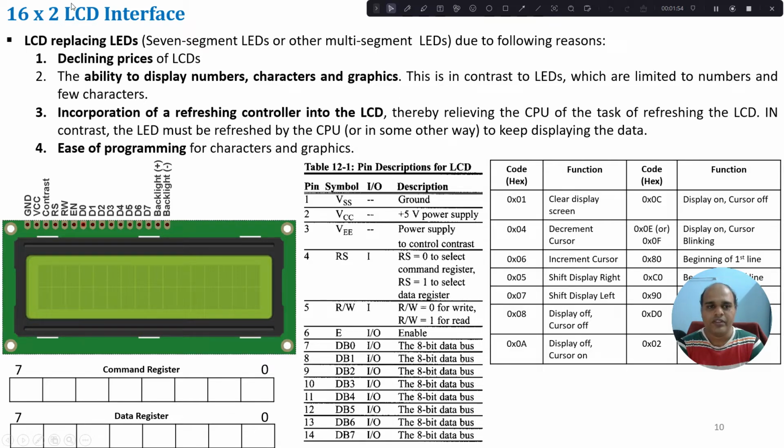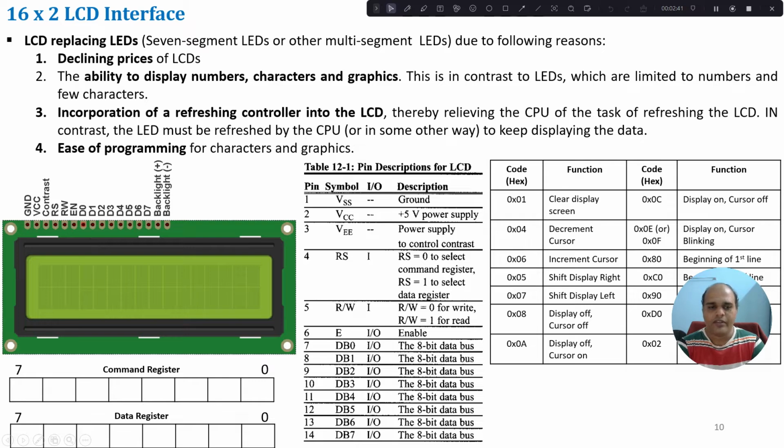Now let us talk about the 16x2 LCD interface. What do we mean by 16x2? 16x2 represents 16 columns and 2 rows in which we can display our characters, numbers or symbols. In the first row we can display 16 characters, and in the second row we can display 16 characters. That is why it is called a 16x2. Other versions of LCDs are also available: 20x2, 20x4, 120x80. So we have multiple LCDs available with different sizes.